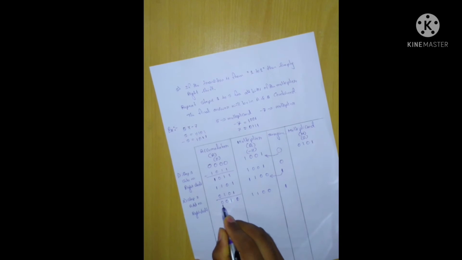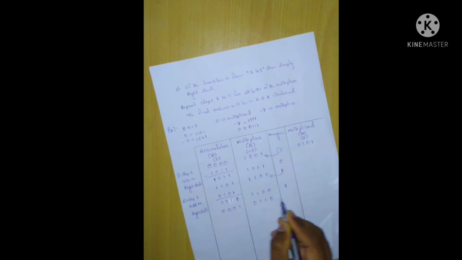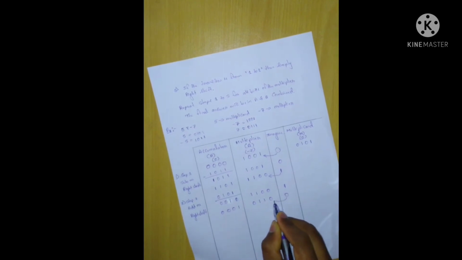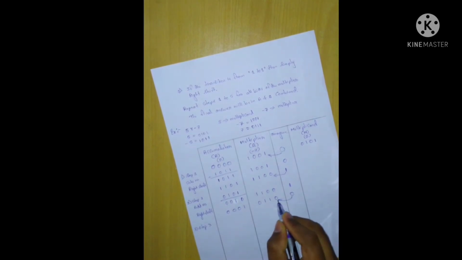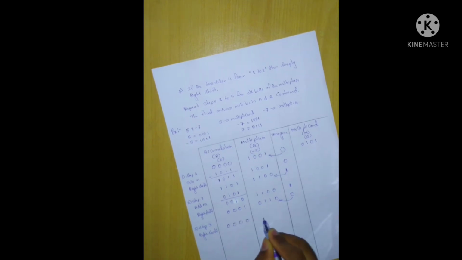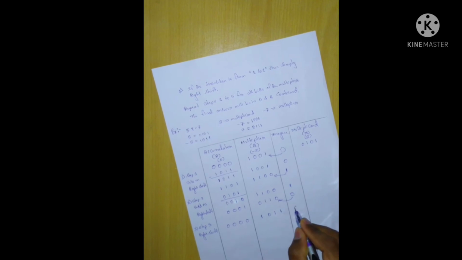Here the LSD is 0, so we have to start with 0. That is 0001 0110 0. Here the transition is from 0 to 0. Step 3. Here the transition is from 0 to 0, so we have to do only right shift. That is 0000 1011, and this 0 comes here. Here the transition is from 0 to 1.